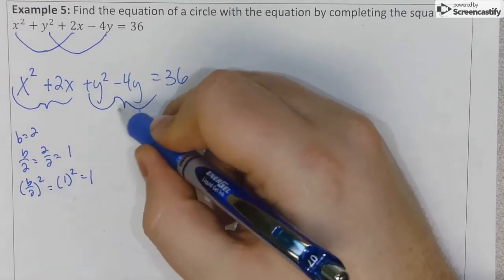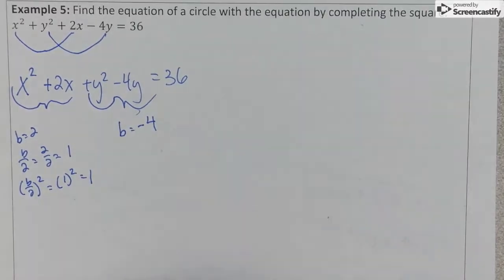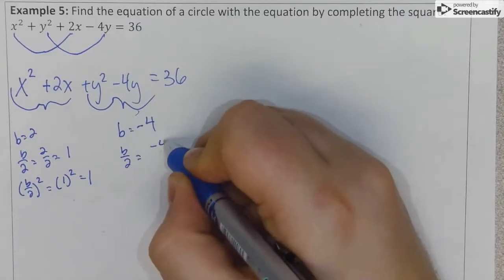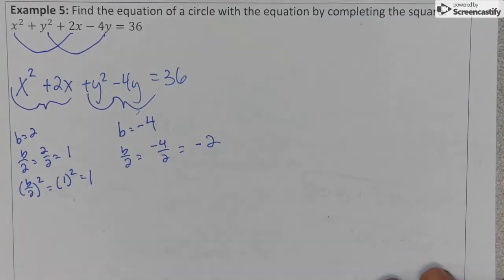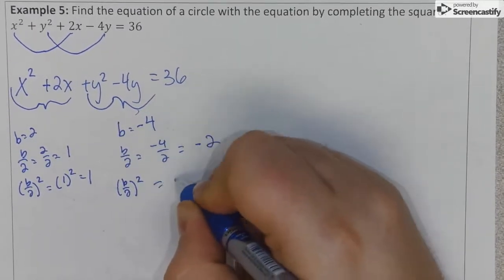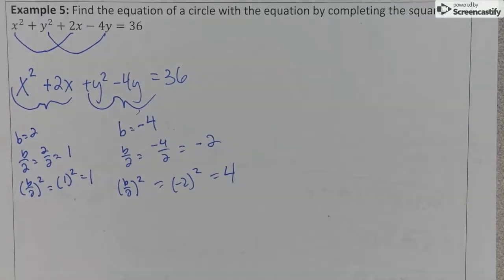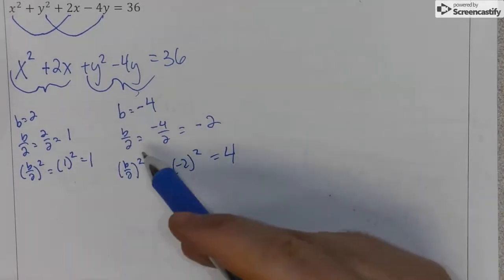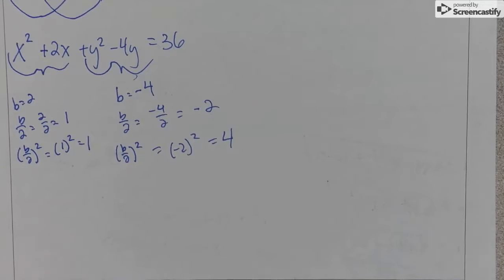We're going to do the same game here for the y's. So here b this time is negative 4. B divided by 2 is negative 4 divided by 2, which is negative 2. B divided by 2 squared is negative 2 squared, which is 4. So we're going to use all this information to help us find the equation of the circle.